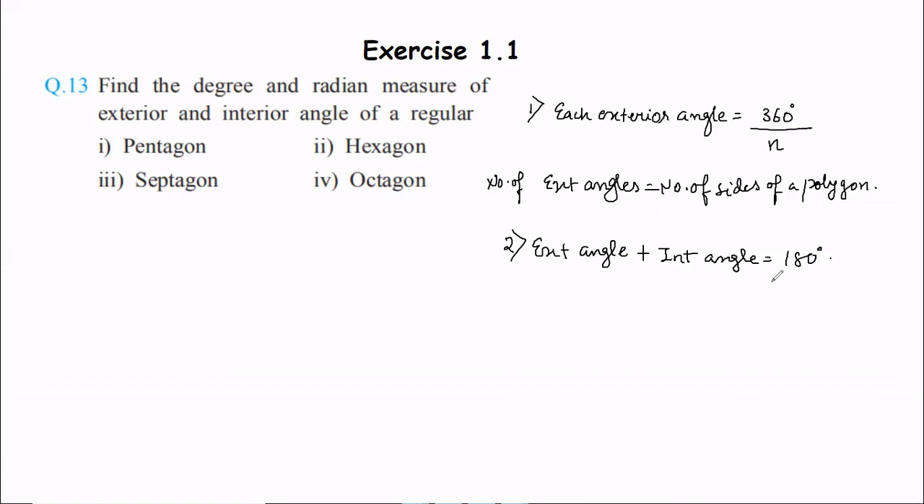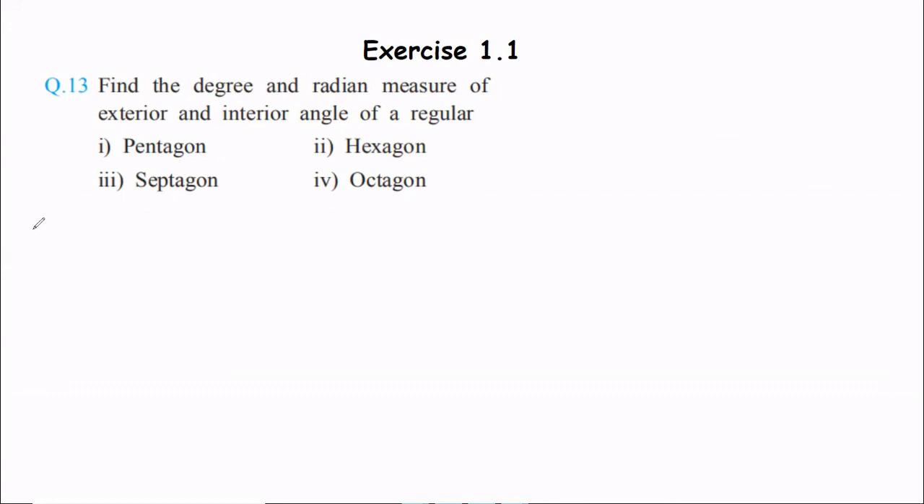Okay, so now let's begin with the questions. So the first question, solution, is for pentagon. The given polygon is pentagon. So number of sides for pentagon is 5. So each exterior angle, say x, is equal to 360 degrees divided by 5. Cancel it out. You will get 72 degrees.